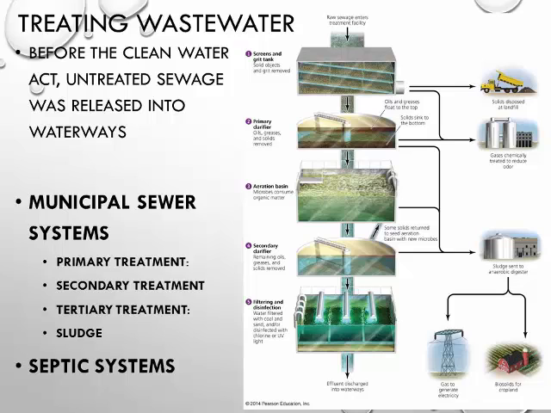When the wastewater has gone through the entire treatment process, it is discharged into a local river, stream or ocean. This discharged treated wastewater is called effluent. Alternatively, the effluent can be retained and used as reclaimed water for irrigation or industrial purposes.